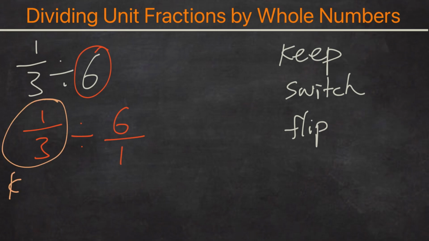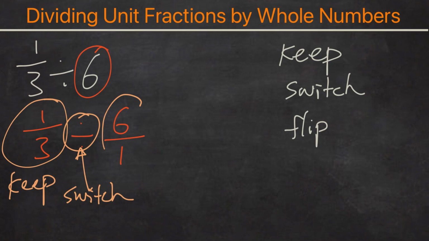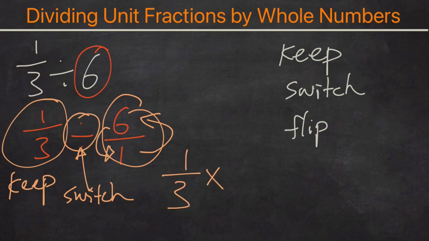The keep, we would keep the first fraction, which is 1/3. We would switch the division for multiplication. So this one we will switch. And then lastly, we'll flip the second fraction by the denominator going to the numerator and numerator going to the denominator. And so if we rewrite, it will look something like this. 1/3 times 1/6.